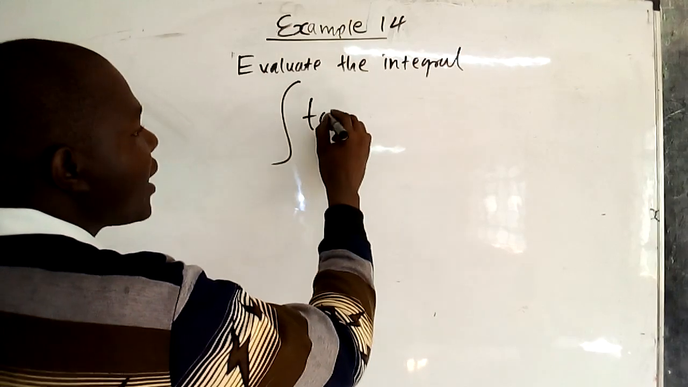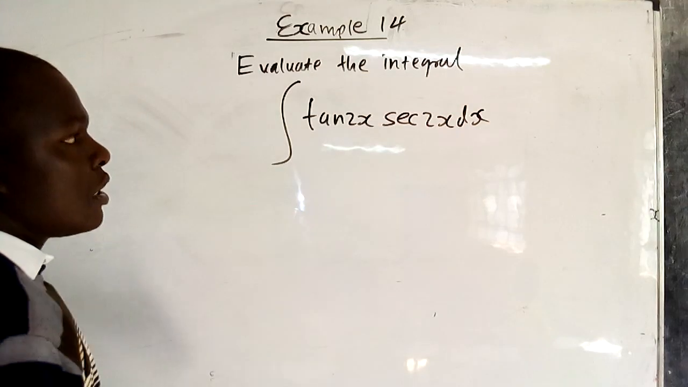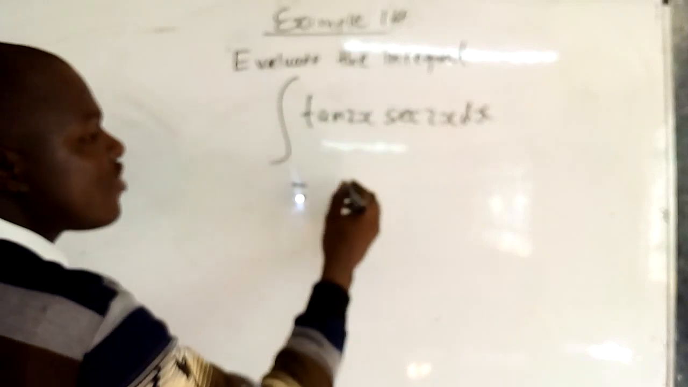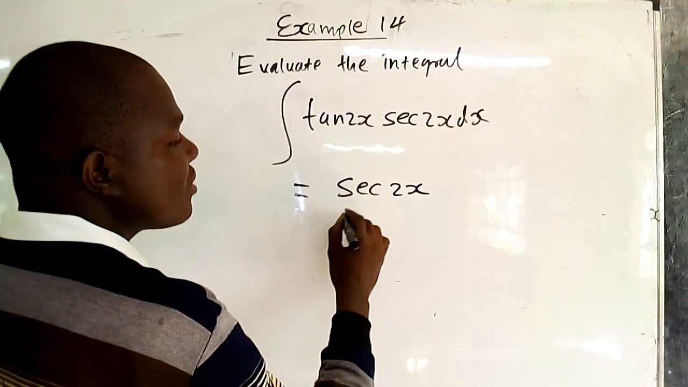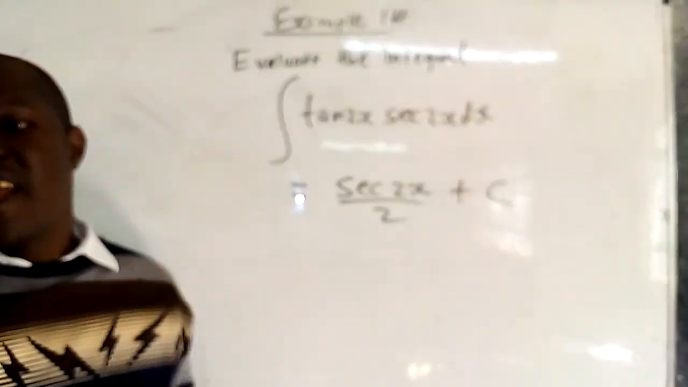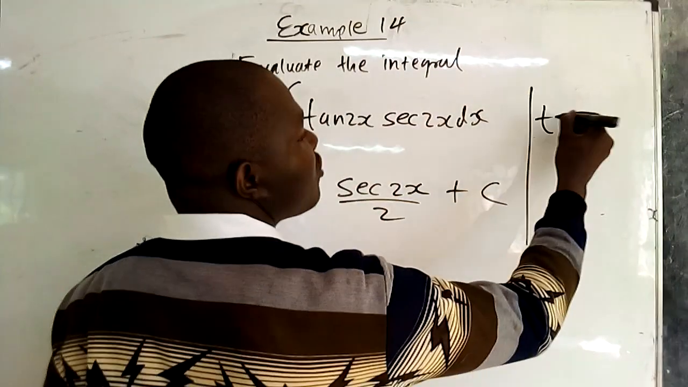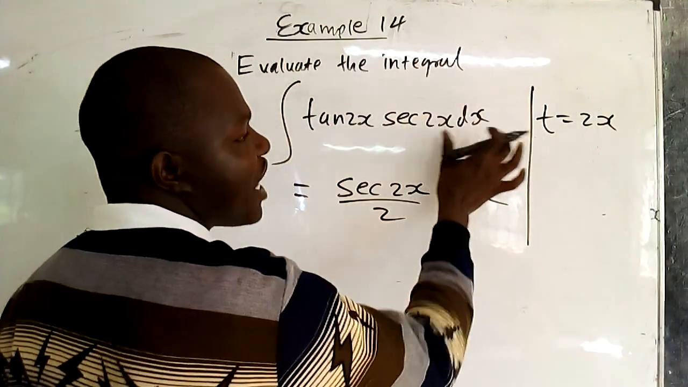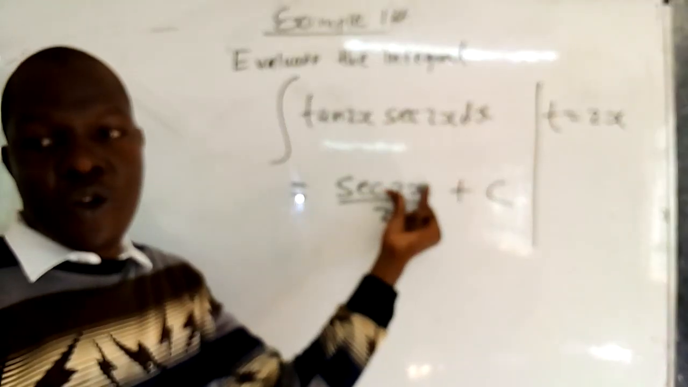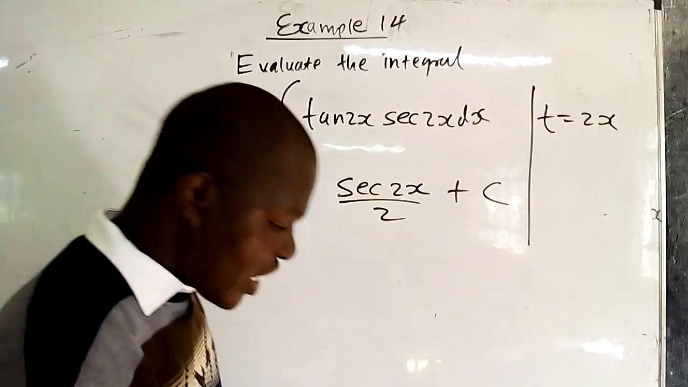Example number 14 is what we had, tan 2x sec 2x dx, and we found it to be sec 2x over 2 plus c. This is a standard integral. If you let 2x be t, you have tan t sec t, which when integrated gives sec t. You put your value of t, then divide by the derivative of the inner function. Are we together? So that was example number 14.